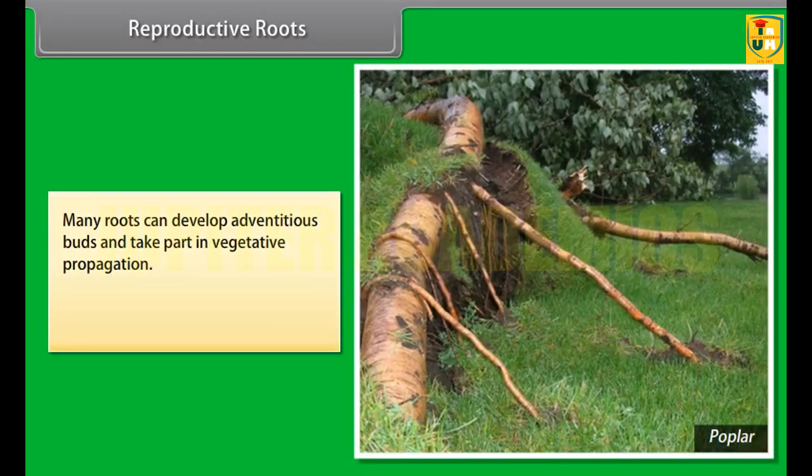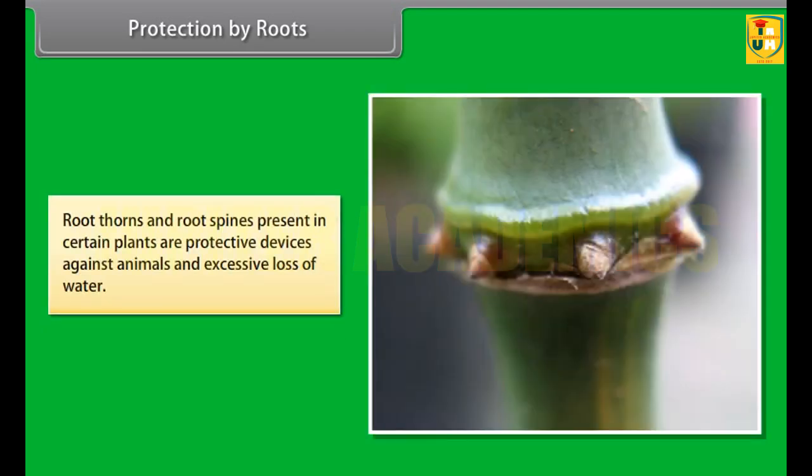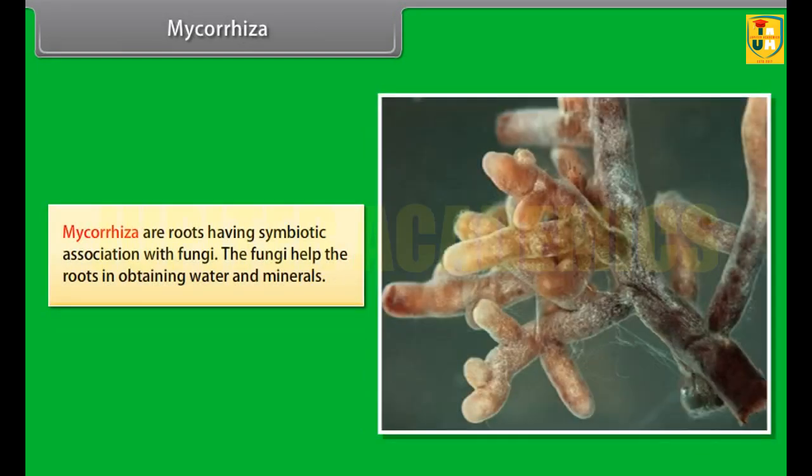Reproductive roots: many roots can develop adventitious buds and take part in vegetative propagation. Examples: poplar, Dalbergia, dahlia, sweet potato. Protection by roots: root thorns and root spines present in certain plants are protective devices against animals and excessive loss of water. Mycorrhiza: roots having symbiotic association with fungi. The fungi help the roots in obtaining water and minerals.